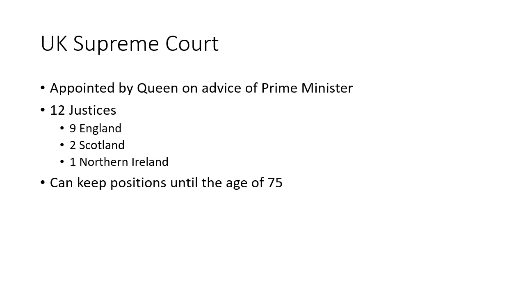Here's another one where it still says the Queen. I'm sorry. Currently appointed by the King on advice of the Prime Minister, so it works kind of similarly to how it does for the House of Lords. The Prime Minister will get a list, take it to the King, who will approve. There are 12 justices, 9 of them are English, 2 are Scottish, 1 from Northern Ireland, and they have a mandatory retirement age of 75.